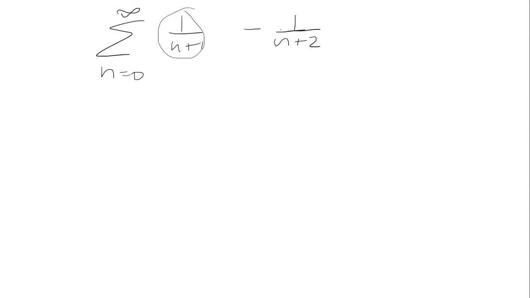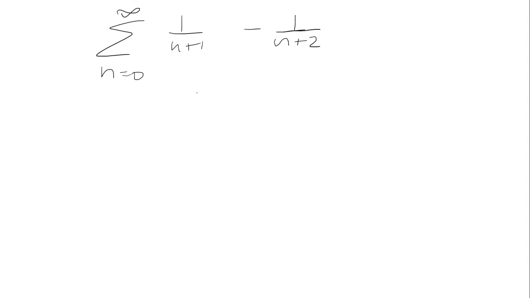Let's first start off with our series from n equals 0 to infinity of 1 over n plus 1 minus 1 over n plus 2. So the first type of telescoping series that we'll be dealing with is having this fraction being bigger than this one. And also the coefficient of n is 1. So that's the first case.